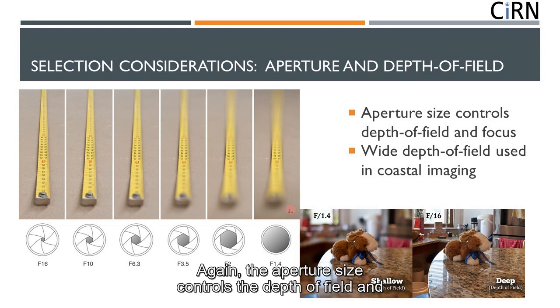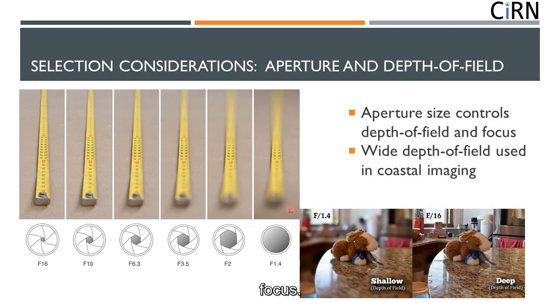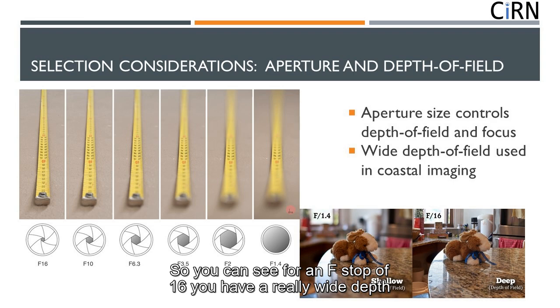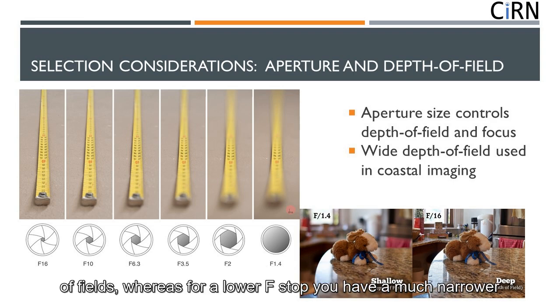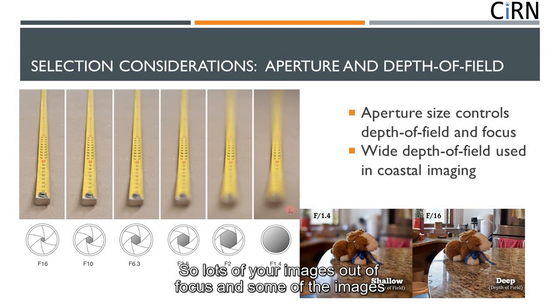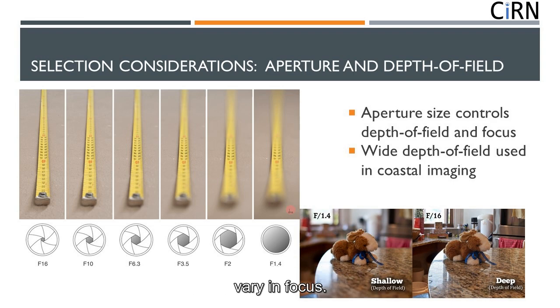Again, the aperture size controls the depth of field and focus. So you can see for an f-stop of 16, you have a really wide depth of field, whereas for a lower f-stop, you have a much narrower depth of field. So lots of your image is out of focus, and some of the image is very in focus.